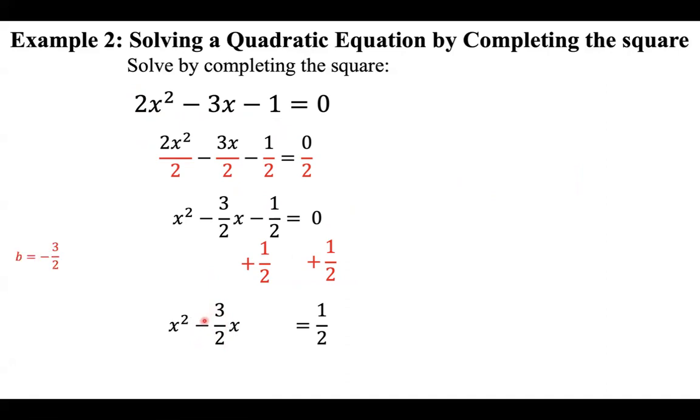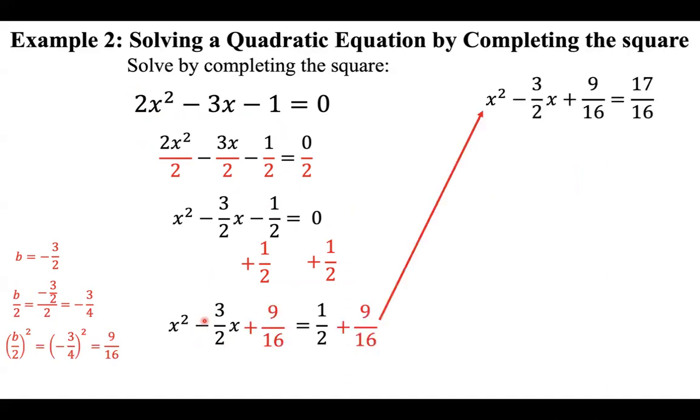So this is my b value. If I divide it by 2, I get -3/4. And if I square that, I get 9/16. So we're going to add that number to both sides. And then we get the following here. If you combine that 1/2 plus 9/16, that will give you 17/16.